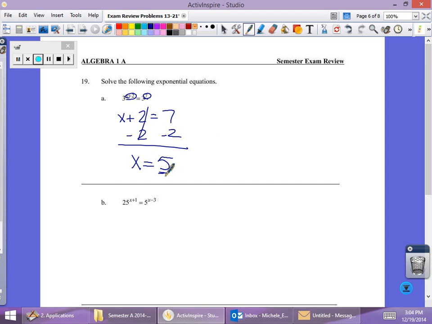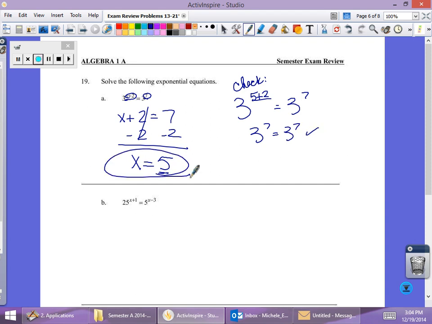So if you were to take this 5 and plug it back in for the x, let me just show I'm checking this here. I'd have 3 to the 5 plus 2 power equals 3 to the 7th. And if you do 5 plus 2, it does turn out to be 7. So x equals 5 is my correct answer.